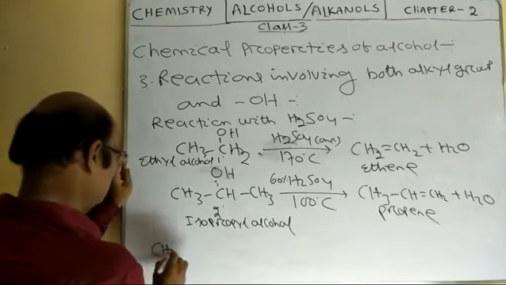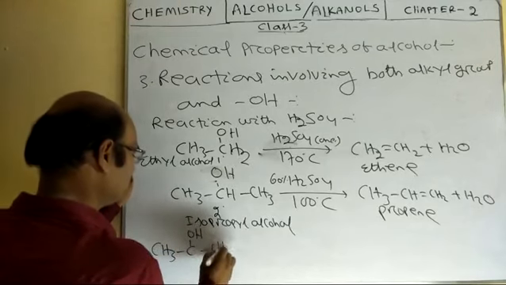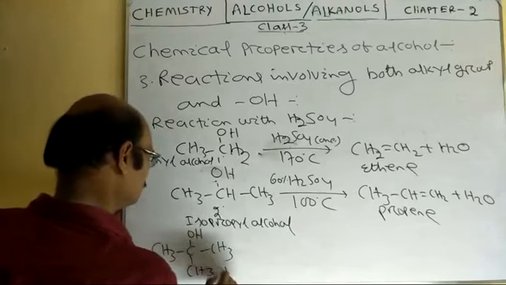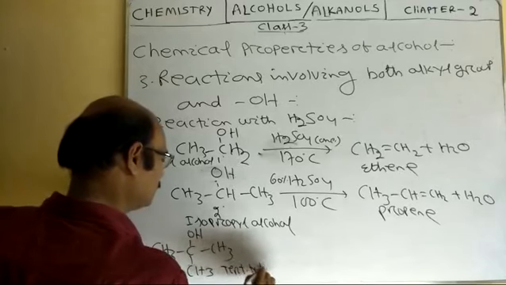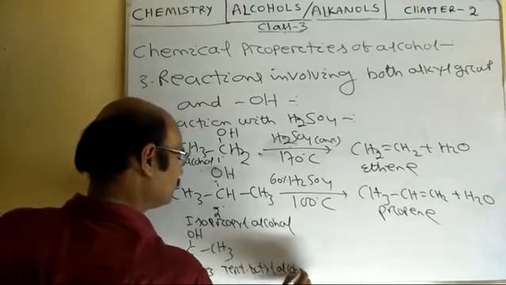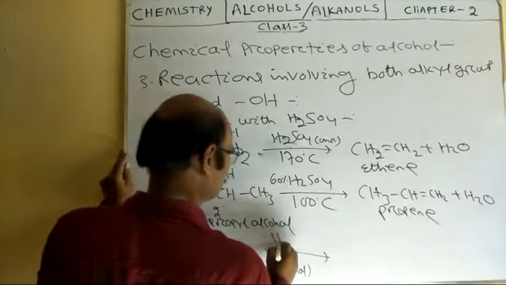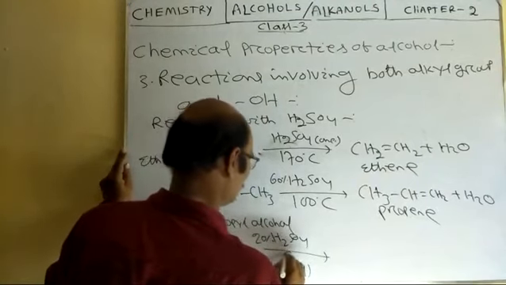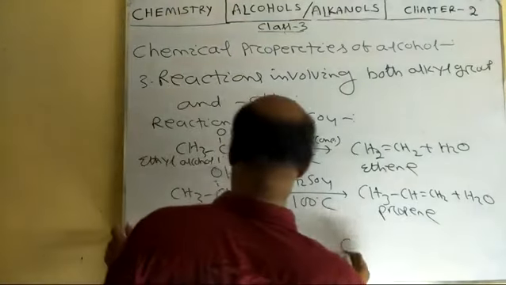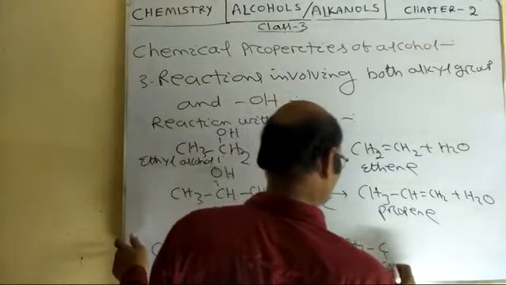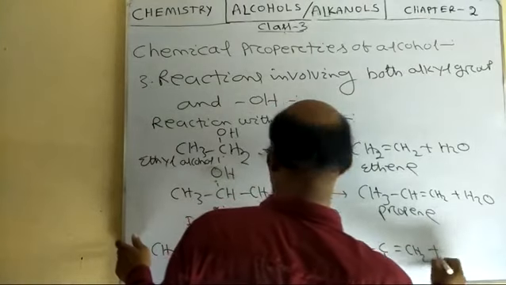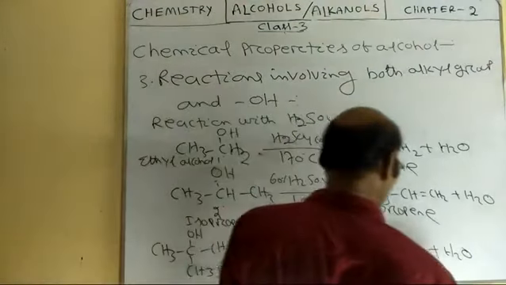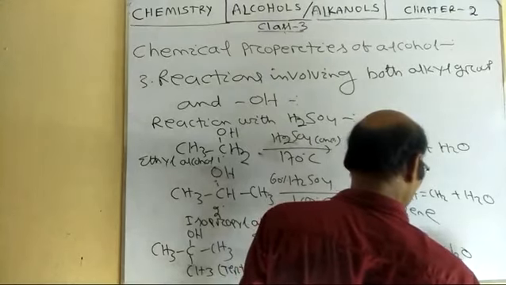Now I take (CH3)3COH, your tertiary butyl alcohol, with H2SO4, 20%, 80 degrees centigrade, to give (CH3)2C=CH2 plus H2O. That is 2-methylpropene.